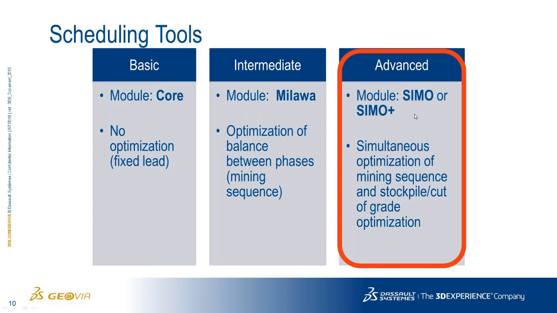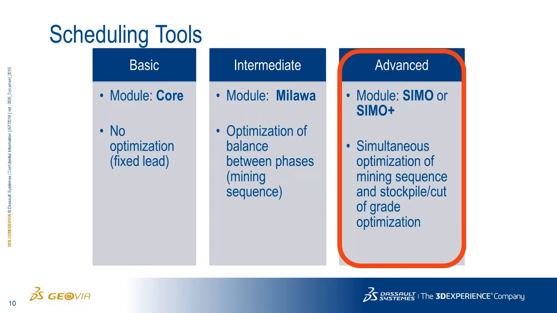So a big improvement on fixed lead, obviously. There's some intelligence coming into play where we're not arbitrarily determining when those phases start. But obviously there's still some things we're leaving on the table. So that's where we move to the more advanced and highest level of optimization inside of Whittle. And that module is going to be SIMO, or Advanced SIMO.